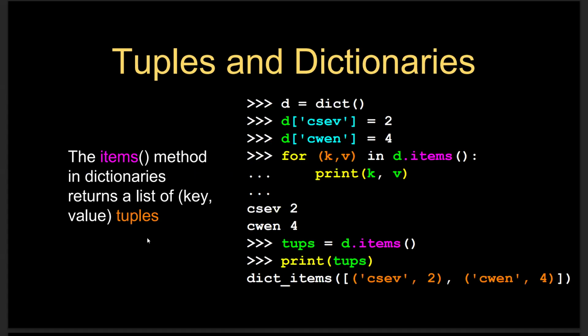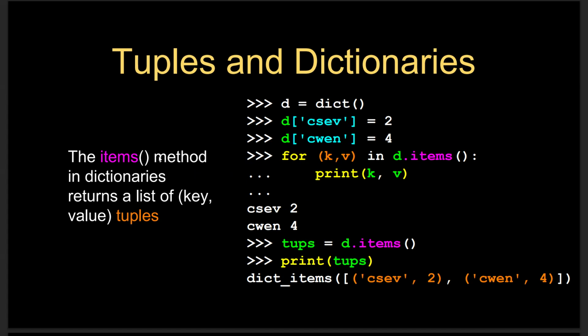So, tuples and dictionaries. The items method in dictionaries returns a list of key-value tuples. If you use the items method on a dictionary, it will return key-value pairs, meaning the key-value pairs which are present in the dictionary. But coming to tuples, it will return only the values of the tuples.